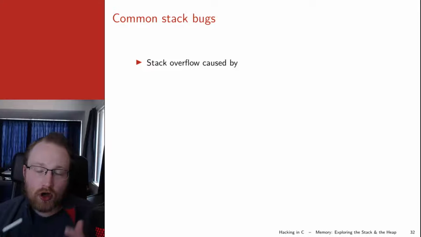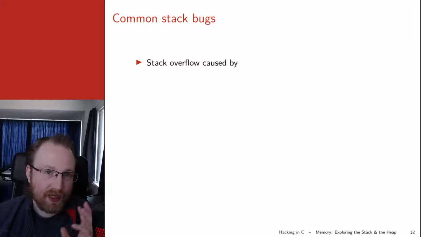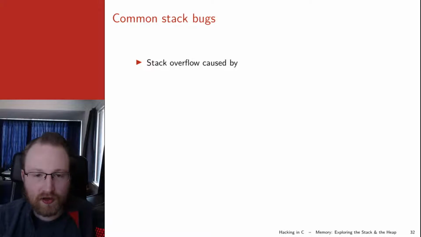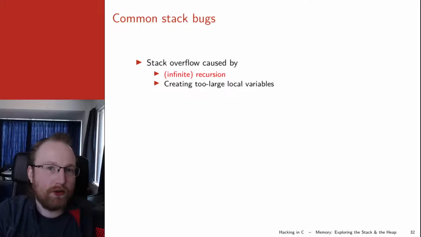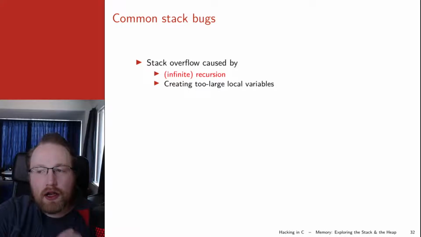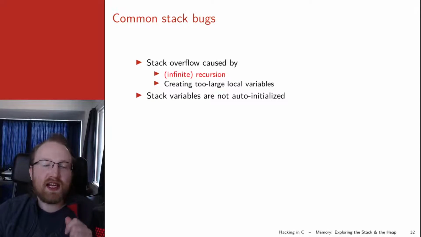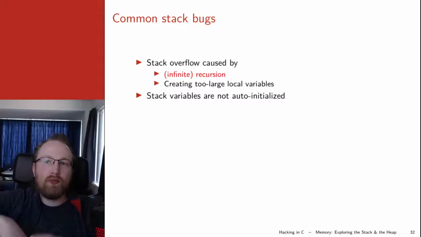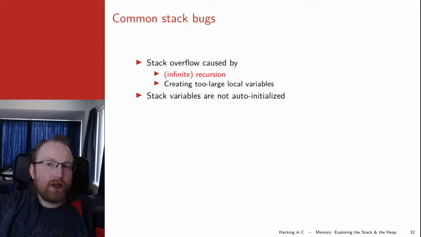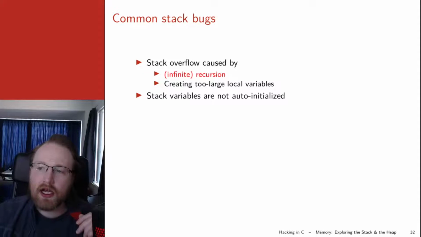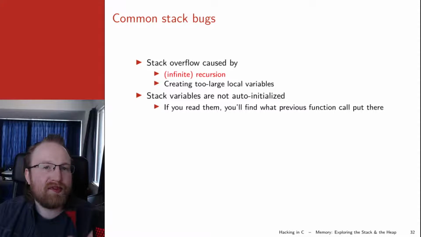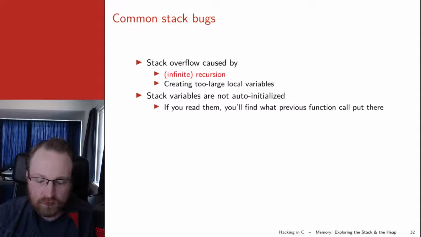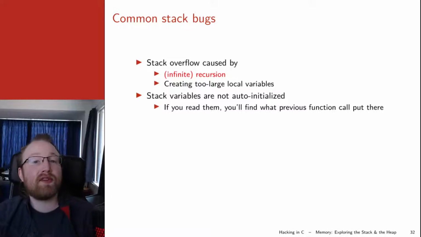So, common mistakes or bugs caused by stack issues are, well, stack overflow. You cause them by infinite or at least too deep recursion, or creating too many or too large local variables. Another bug you might run into is that stack variables aren't auto-initialized. Remember, we're just pushing space onto the stack, we don't want to initialize that space because that takes CPU cycles and we don't want to spend those CPU cycles. So that means that if you read stack variables before assigning them a value, what you'll actually get is data that a previous function call put there.